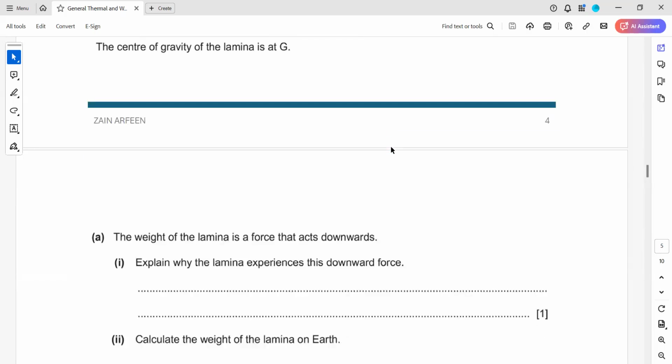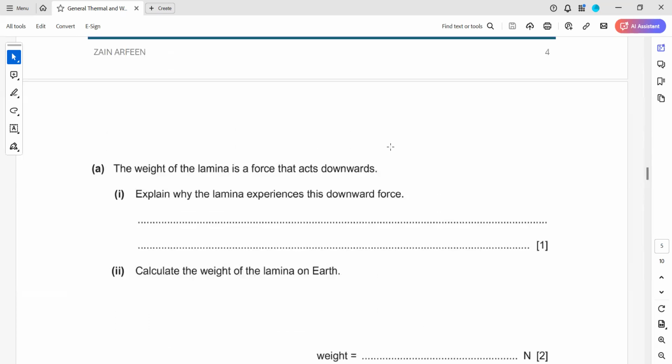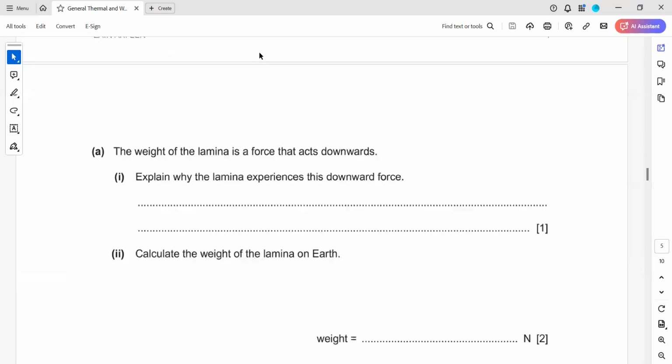The weight of a lamina is a force that acts downward. Explain why the lamina experiences a downward force. So why is there a downward force on the lamina? That downward force is because of the gravitational force of the earth. The gravity pulls, that's right. It experiences a pull of the gravity, or gravitational pull. That's why it will experience a downward force.